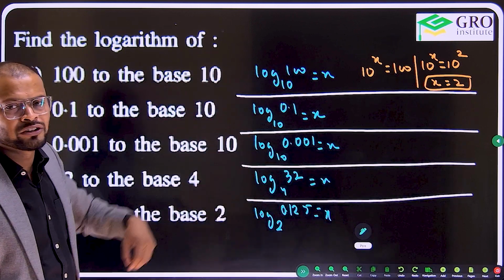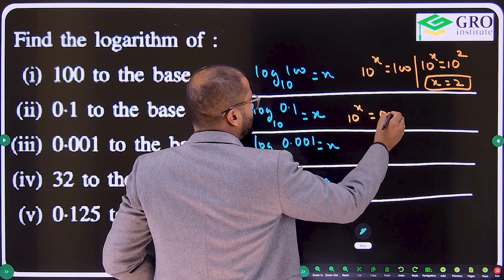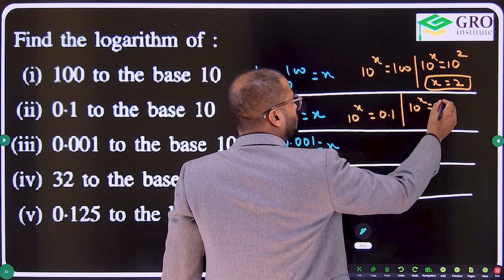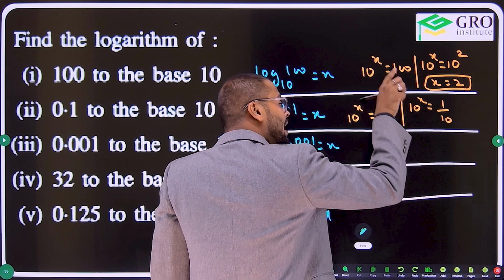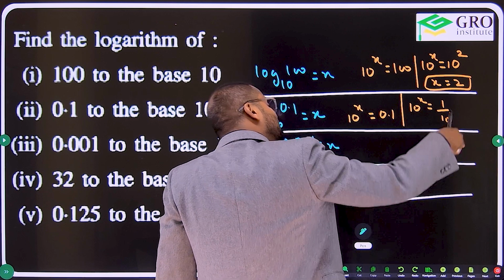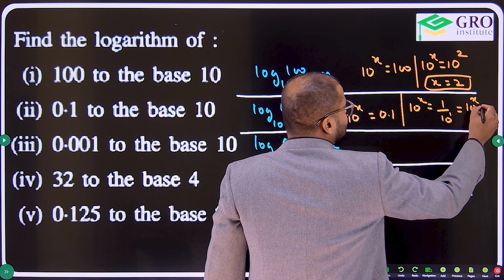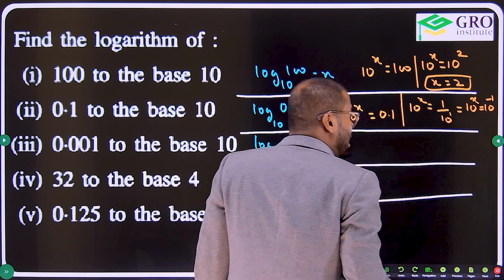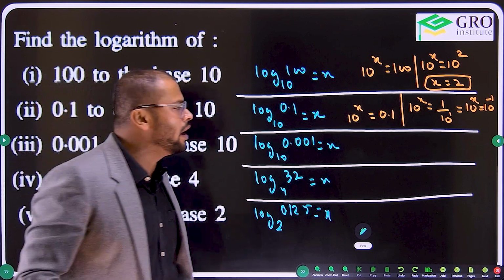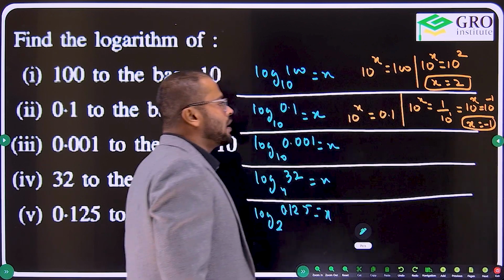Same way we'll move to this question. Base remains base, 10 to the power x is equal to 0.1. Now 10 to the power x is equal to 1 by 10, and again 1 by 10 is what? 10 to the power 1 in the denominator. Now this goes up and it becomes 10 to the power x is equal to 10 to the power minus 1. And the property of exponents says that when bases are same, powers are equal. It means that x is equal to minus 1. I hope it is clear.